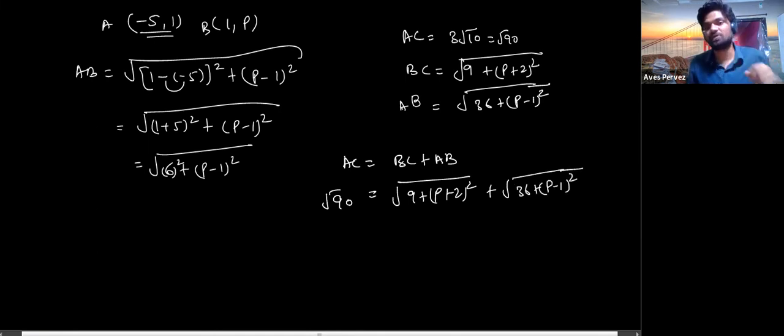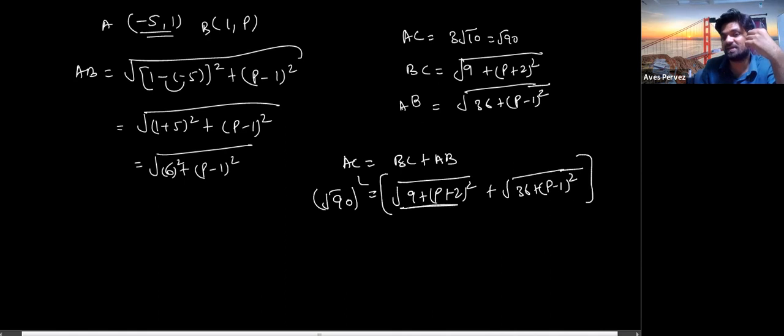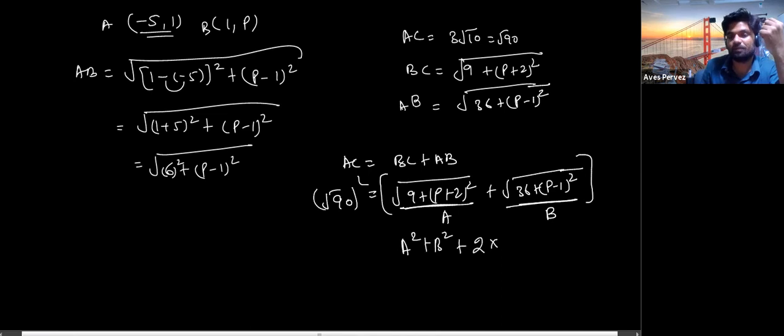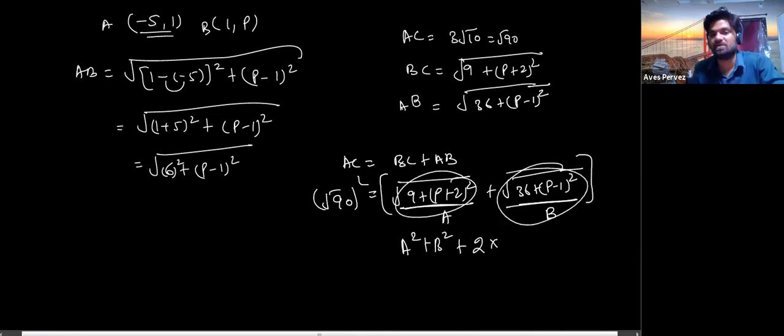In such types of questions, how will you be able to solve this one? You need to calculate root 90. Then you will not be able to subtract this one. If you square both sides, you will consider this as A and this one as B, and you have to use the identity A square plus B square, then write 2 into A into B, which means 2 into this one and this one. So this will be a complicated solution.